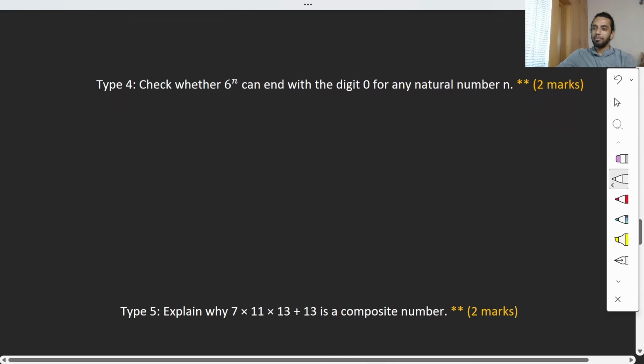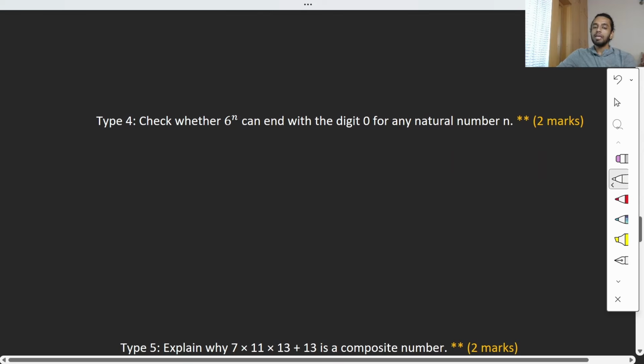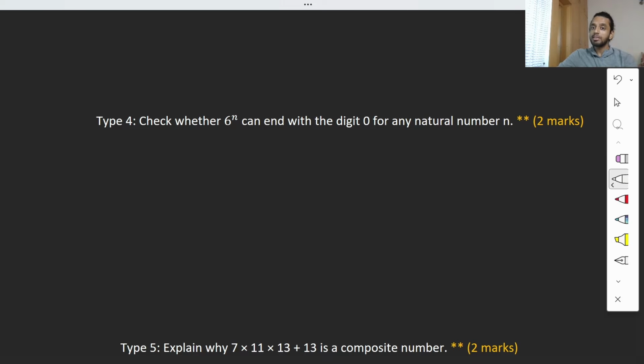Next is the 4th type of question. The 4th type of question is we need to check whether the number 6 power n can end with the digit 0 for any natural number n. This is a 2-star question of medium importance, and it's a 2-mark question as mentioned.